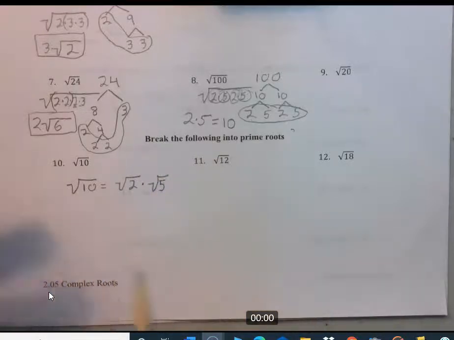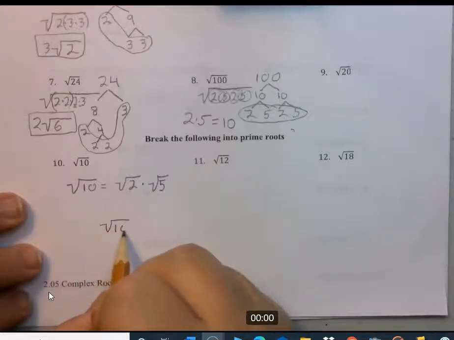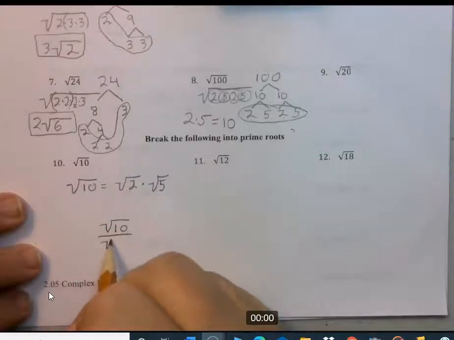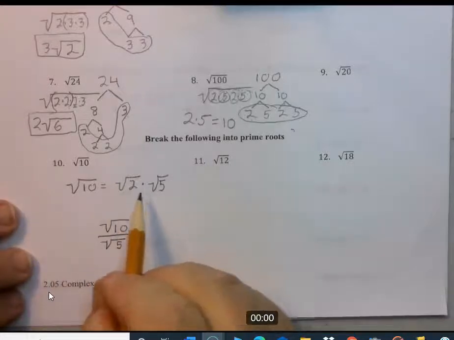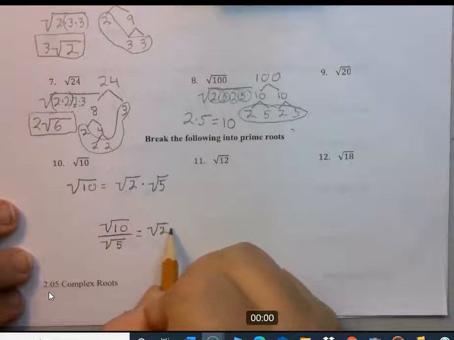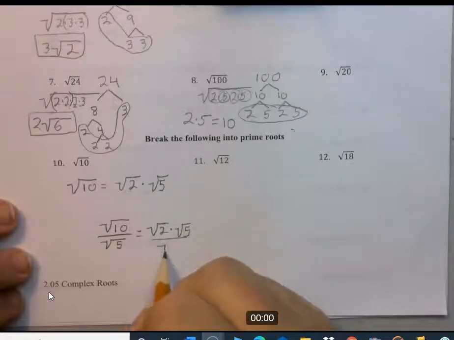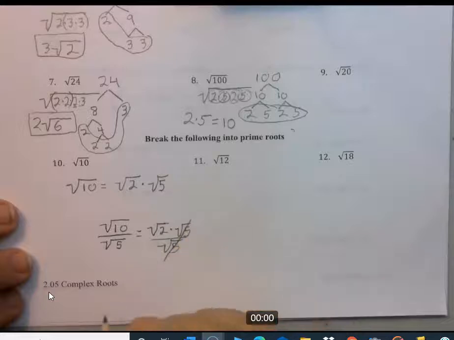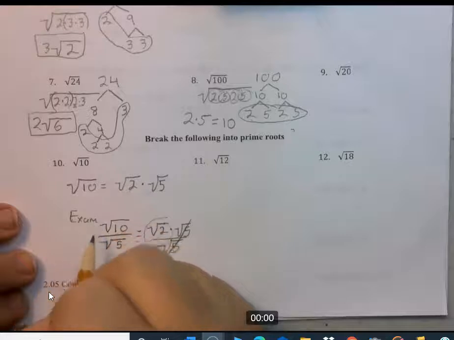Just let me give you an example. Why would you care there? What if I had the square root of 10 over the square root of 5? Then if I knew that I could break the 10 into 2 times 5, root 2, root 5, over the root 5, I know that these could cancel and I'd be left with root 2, okay? So that's just an example. You didn't have to do that.